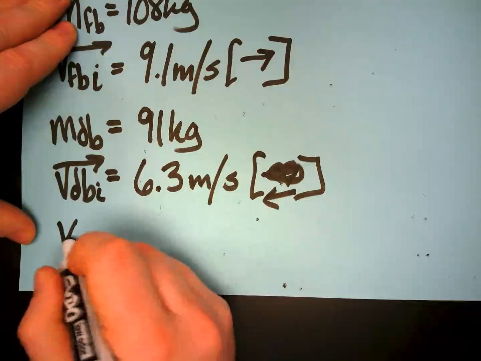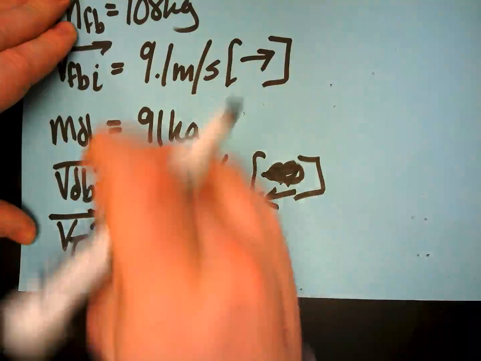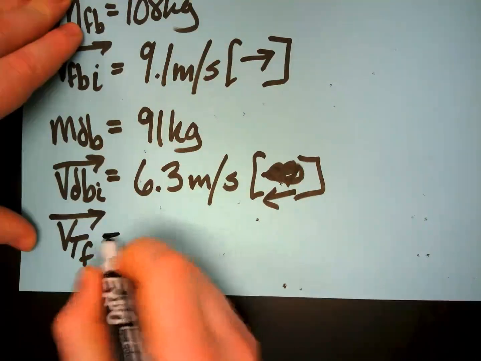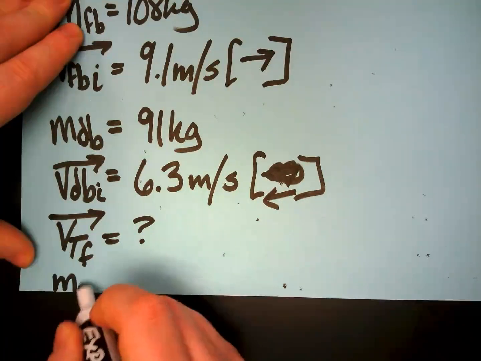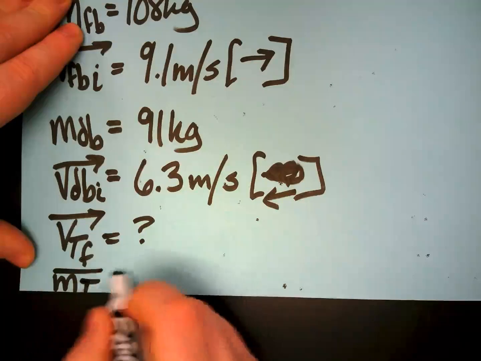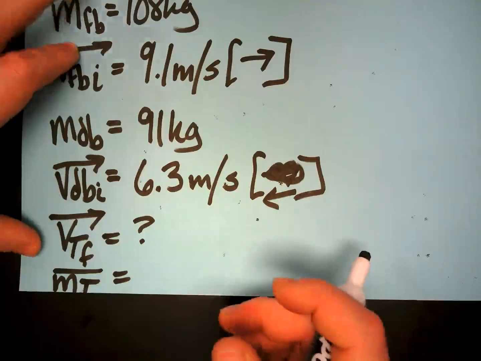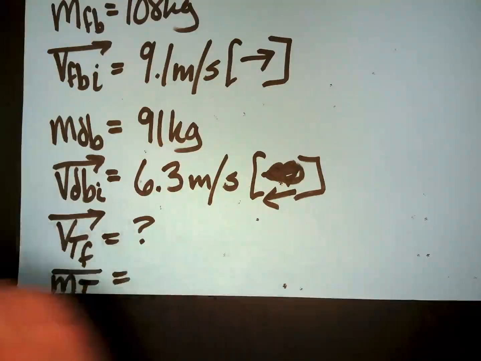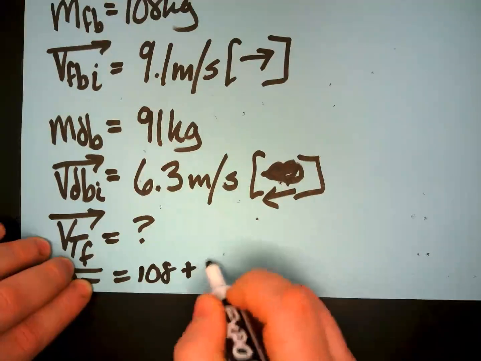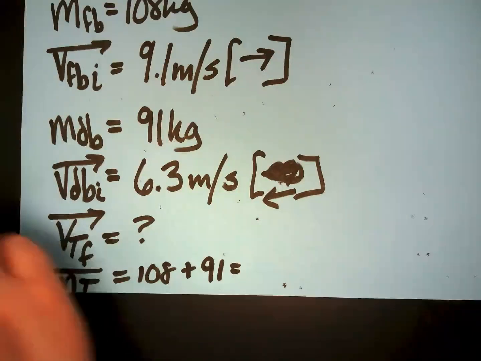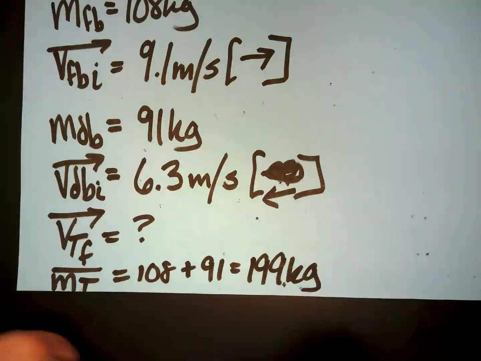So it's going to be speed, and I'm going to put t for total, because again, this is going to be the velocity of both the fullback and also the defensive back. So we don't know this, but before we move on, we also know this. We do know the total mass, which is the mass of the defensive back and the fullback. So that's going to be 108 plus the 91 kilograms, which is going to be 199 kilograms. Okay, so that's going to be our total mass here.